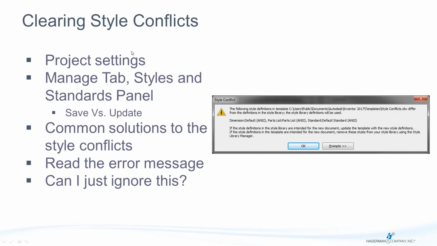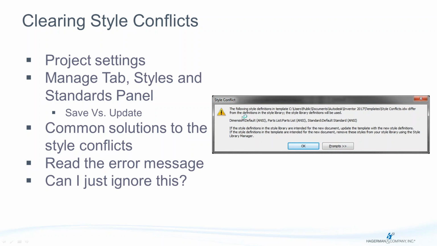As far as clearing style conflicts is concerned, we need to look at some project settings, and we'll also look at the Manage tab, that Styles and Standards panel, and we've got a couple of buttons there that help us fix these little errors here. We'll look at some common steps. Now, I'm not going to say that these steps will always fix these errors, but we've got some common steps that we can take to relieve these.